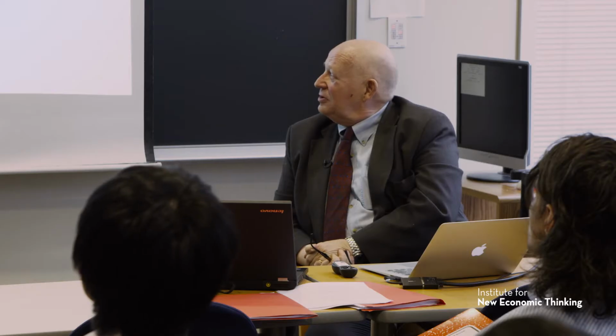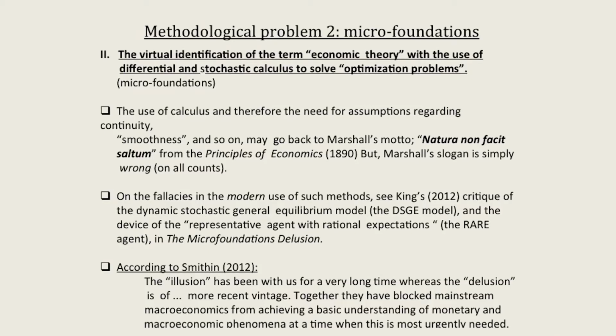The second methodological problem, which you'll be very familiar with as you've been in graduate school, is the virtual identification of the term economic theory with differential and stochastic calculus to solve the optimization problems of the mythical representative agent. And John King, in his book, called that the micro-foundations delusion. And in the jacket copy for John's book, I said something like this: the illusion has been with us for a very long time, the barter illusion, whereas the delusion is of relatively more recent vintage. Together, they have blocked mainstream macroeconomics from achieving a basic understanding of monetary and macroeconomic phenomena at a time when this is most urgently needed. You've heard these complaints before.